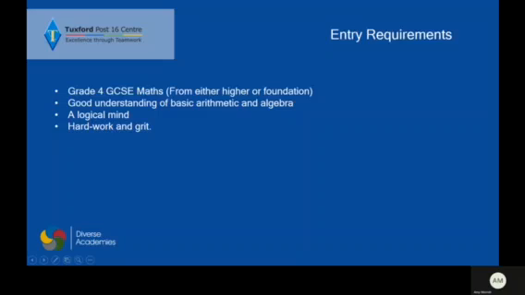A good understanding of basic arithmetic and algebra is definitely needed. Again, this is something that you will do and progress upon in the course. A logical mind and hard work and grit is definitely needed. You need to make sure that you are committed to the course and that it's something that you really want to do.